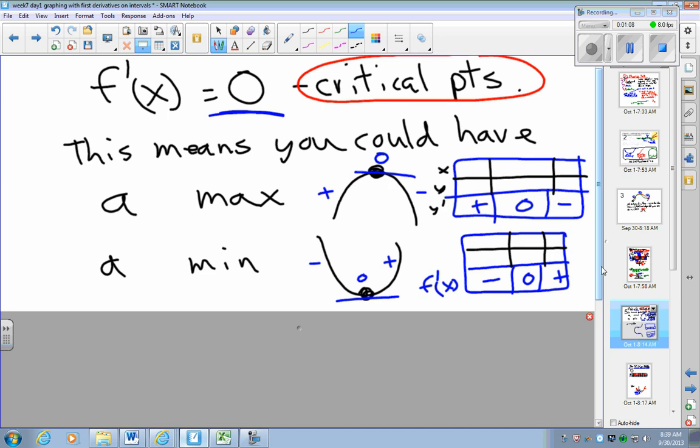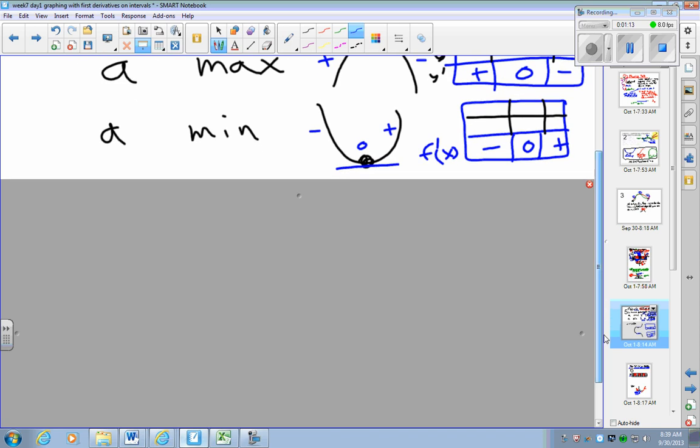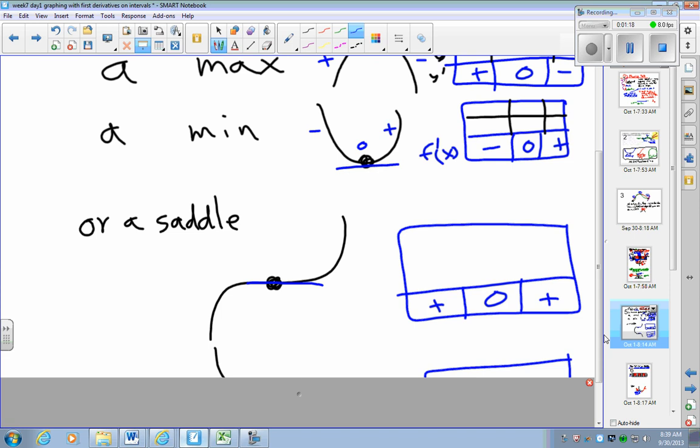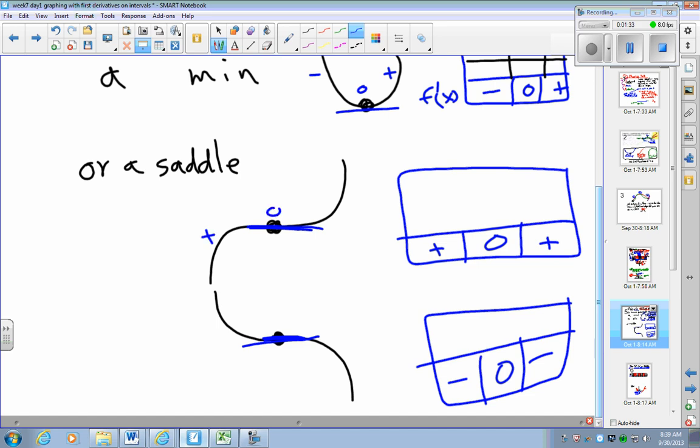Now, if you equal 0, it does not guarantee that you have a max or a min. You have a potential max or min, because there's another style that we haven't spent too much time with, a saddle. Look at both cases of a saddle here, okay? Both places, it is definitely flat in this region, in that region. But look at this top saddle. I went up, flat, up. And this bottom one, I went down, flat, down.